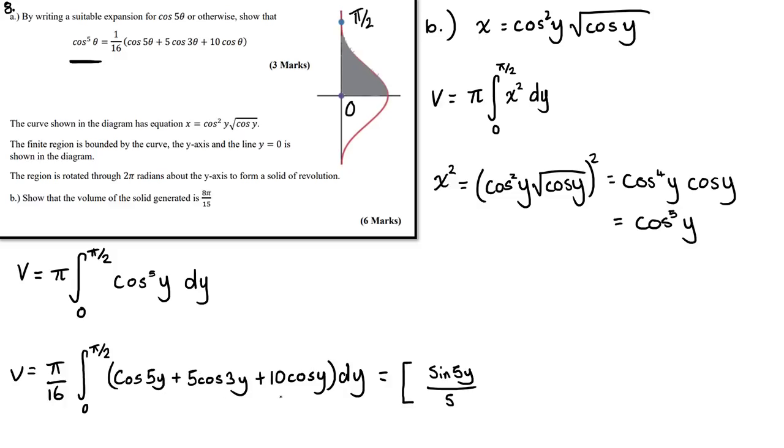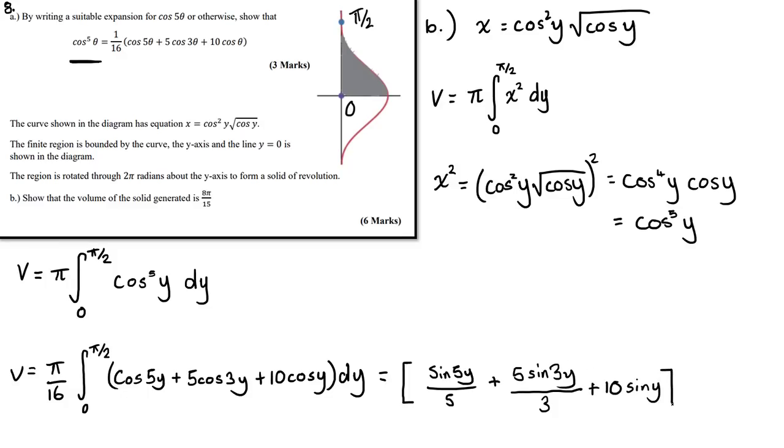This is 5 cos 3y. So when we integrate this, that's going to be 5 sine 3y. And again, we divide by this constant here, which is 3. So we get 5 over 3 sine 3y, we get mixed up here. And then finally, 10 cos y. If we integrate that with respect to y, that simply gives me plus 10 sine y.